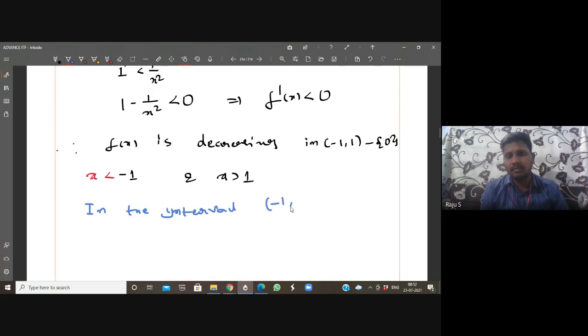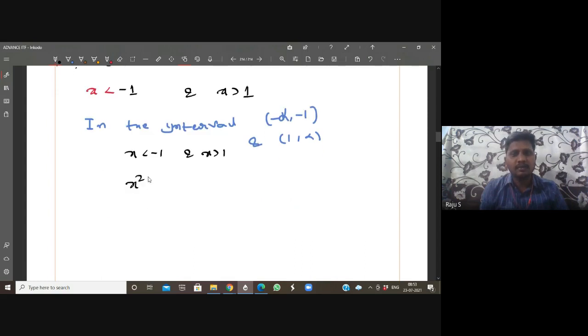All of you check in the interval minus infinity to minus 1. What about in this interval, students? So either you can take minus infinity to minus 1 or else 1 to infinity. In both the intervals, nothing but x is lesser than minus 1 and x is greater than 1. So when we square here, in both the cases, we get x square greater than 1. X square always greater than 1 means 1 is greater than 1 by x square. Cross multiply. 1 minus 1 by x square, taking 1 by x square to the left side, is greater than 0. This is nothing but f dash of x is greater than 0.